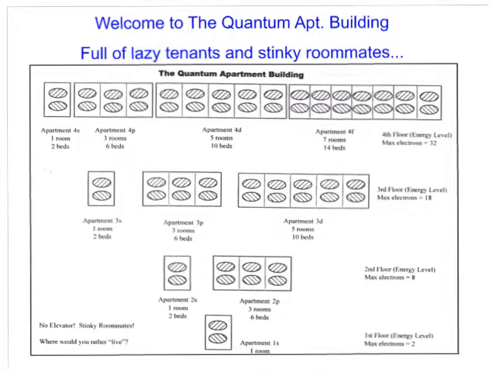Okay, now that you are set with your beans or whatever it is you're going to use, get out the sheet that you got in class that has the Quantum Apartment Building pictures on it. And we are going to put tenants in this building. And don't forget, there are no elevators. They have to walk up the stairs. And above all, these tenants are lazy. And in addition to being lazy, they're all stinky. So they don't really want a room together.